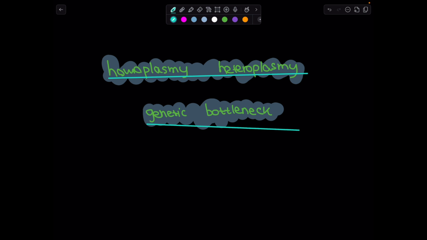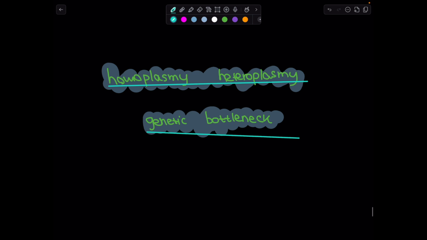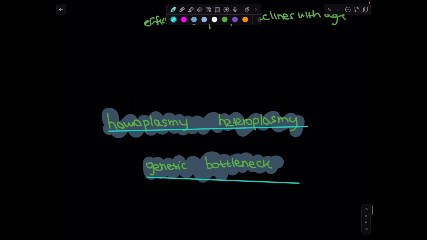No problem. Let's simplify homoplasmy, heteroplasmy, and the genetic bottleneck for mtDNA. Homoplasmy is when all mitochondrial DNA copies in a cell are the same, either all normal or all with the same mutation. Heteroplasmy is when a cell has a mix of normal and mutant mtDNA copies.